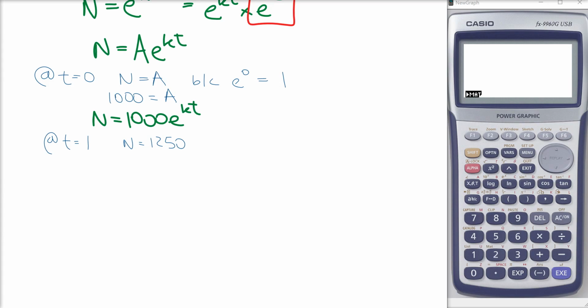So what am I going to do here? Substitute in. Alright, so 1,250 equals 1,000 e to the k, isn't it? Now that's just an equation I have to solve. That is a log equation I have to solve. So what do I do first? Divide both sides by 1,000.